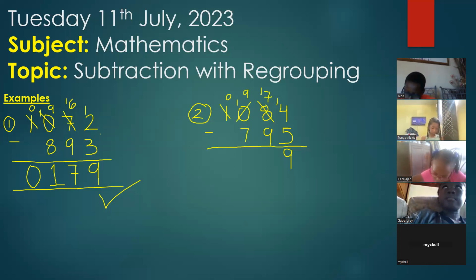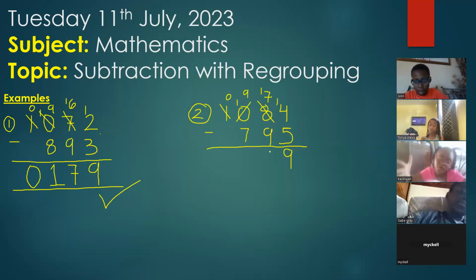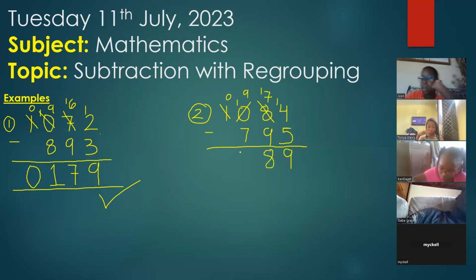Very good. So now it's going to be 17 minus 9. What is 17 minus 9? That's 8. Very good. And now we're going to do 9 minus 7, which is 2. And 0 minus 0 is 0. So our answer is 289. Very good, 289. Thank you.